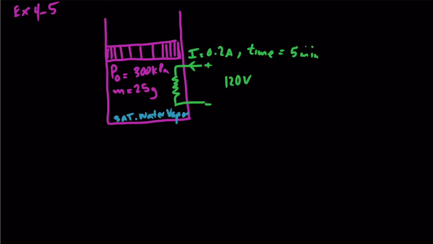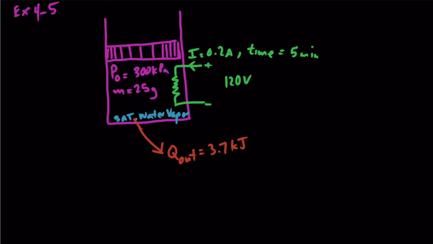At the same time, a heat loss of 3.7 kilojoules occurs. So a heat loss of 3.7 kilojoules. Let's see, where do we have the heat losing from here? Let's say heat loss, 3.7 kilojoules.